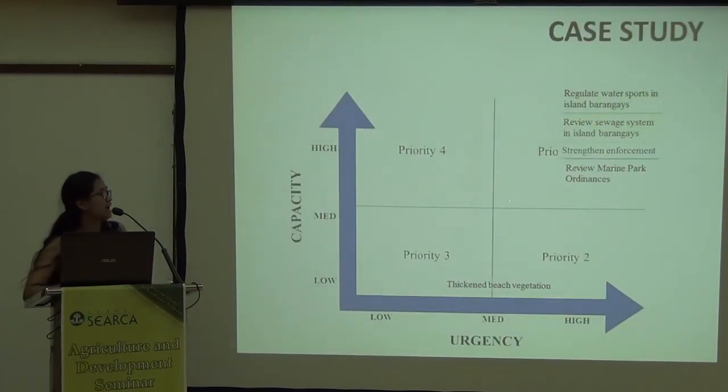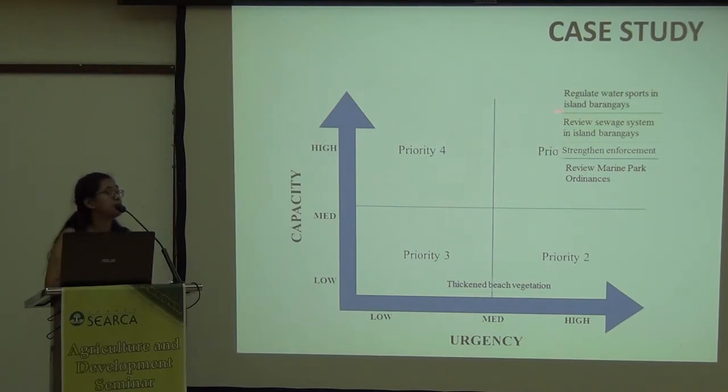As you can see, most of their proposed actions fall in the priority one box. The advantage of Boracay Island is that they have funds for these projects, because we pay the environmental fee when we go there, and there are other sources of income from other sectors. So we can see here that these actions, though they are not directly affecting the fisheries, have an indirect association to fisheries.